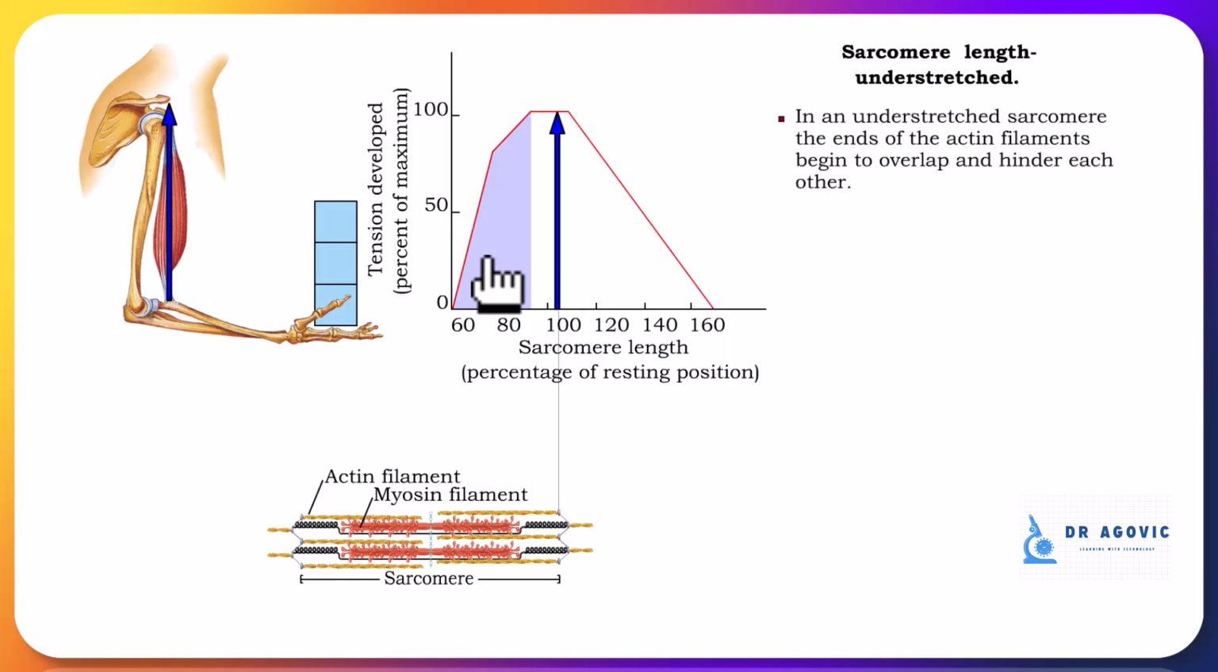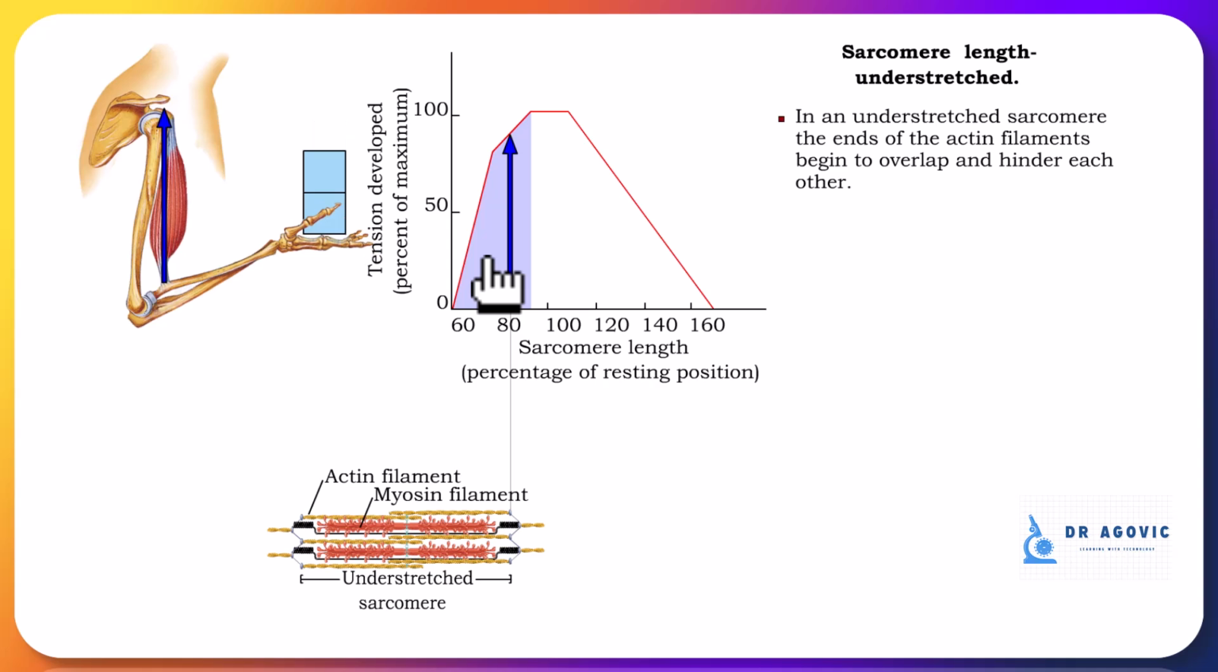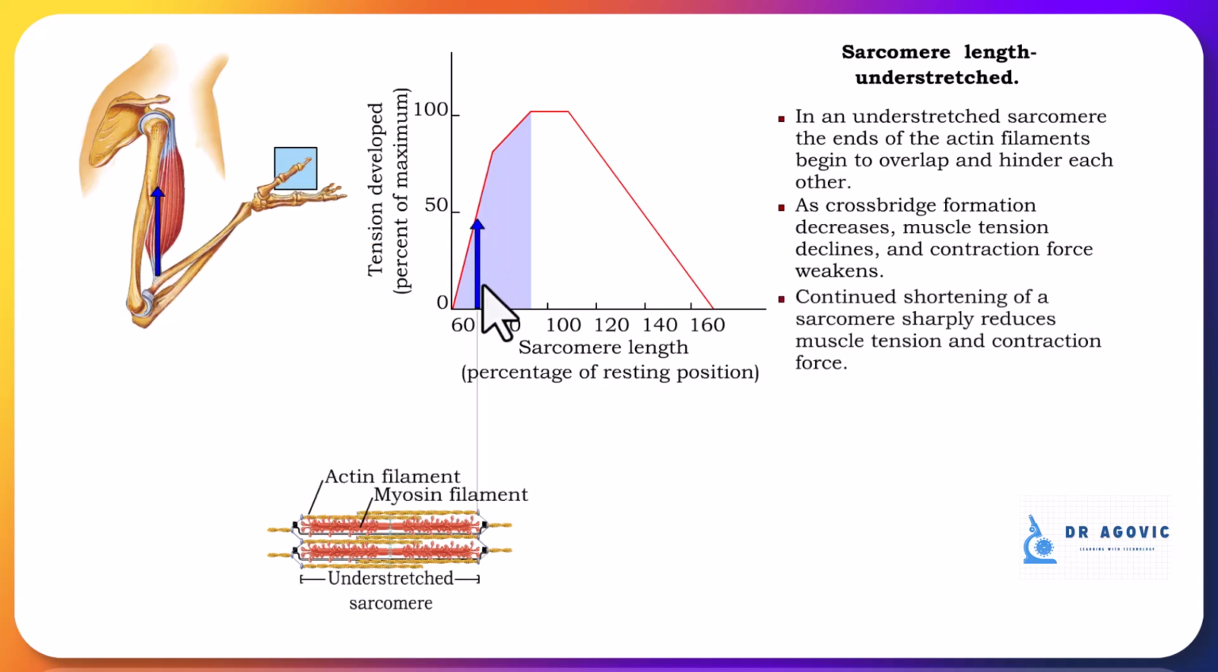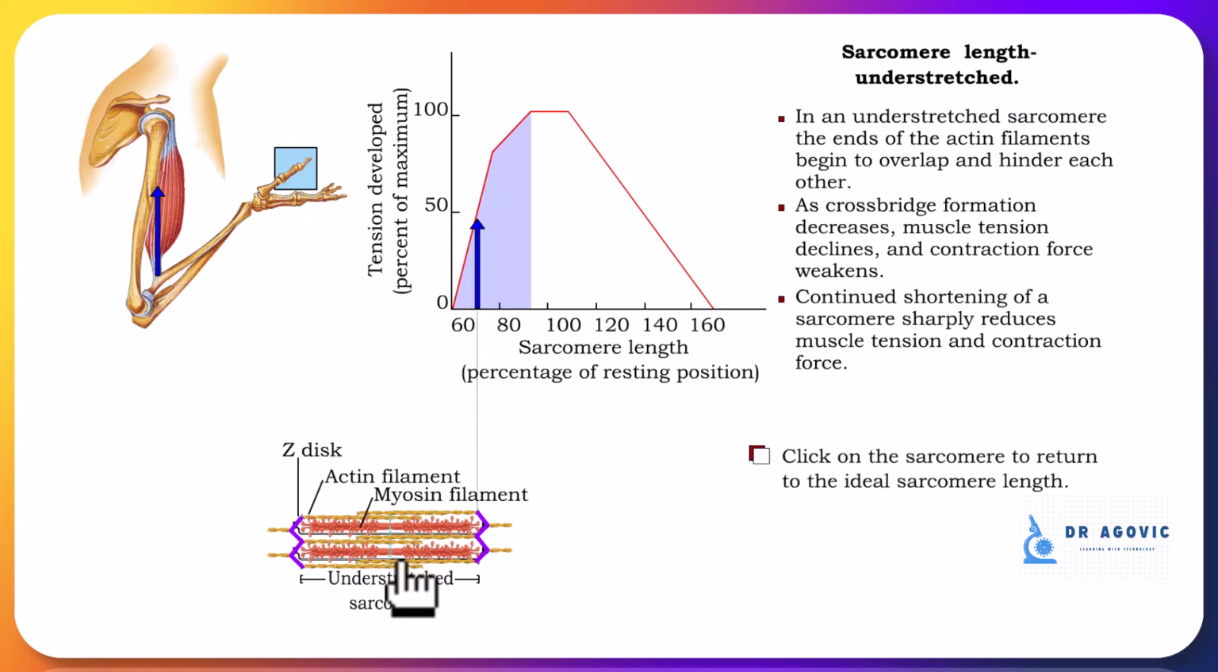In an understretched sarcomere, the ends of actin filaments reach beyond the midpoints of the myosin filaments toward myosin heads that face in the wrong direction. This hampers the potential for cross bridges, reduces muscle tension, and weakens contraction force. If the length of the sarcomere shortens further, the thick filaments collide with Z-discs and distort, and muscle tension and contraction force drop sharply.